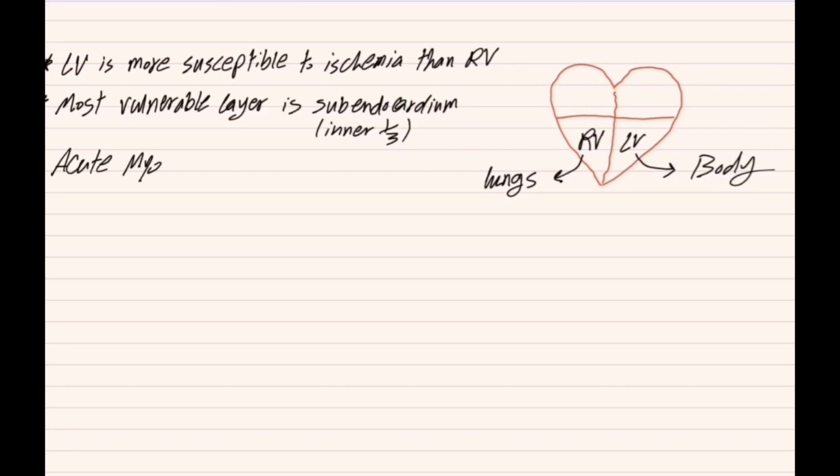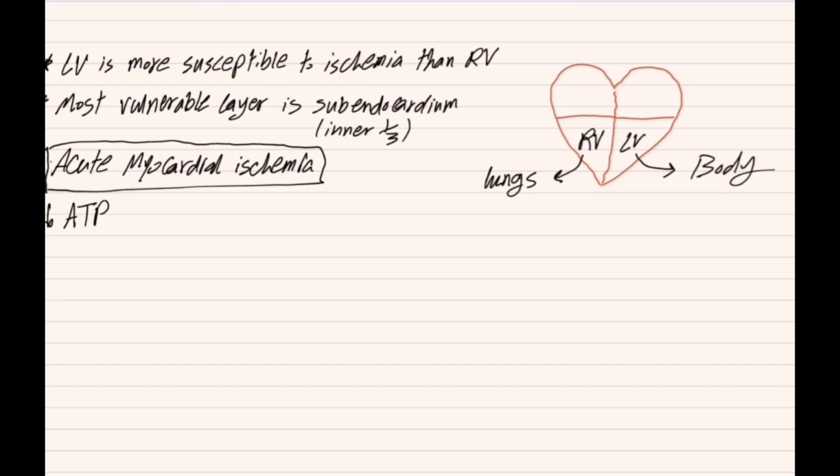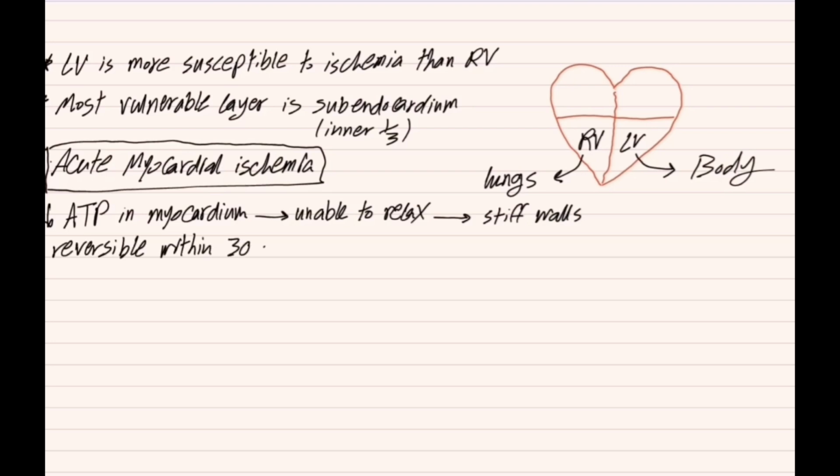In case of acute myocardial ischemia, we have decreased ATP in the myocardium, and this makes the myocardium unable to relax, and the walls become very stiff, and the ventricles cannot really contract well. This is reversible within 30 minutes. Otherwise, myocyte death will occur, which is called myocardial infarction.